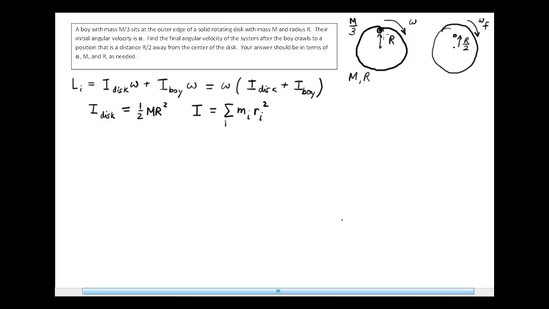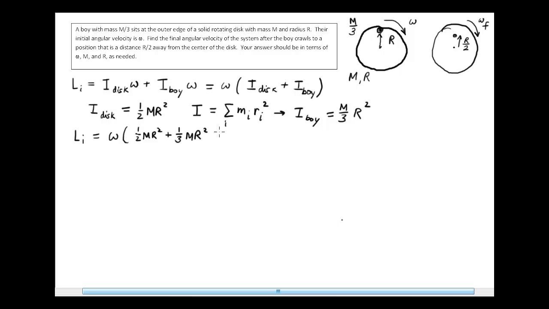So if the boy can be approximated as just a point mass, if he is small compared to the size of the rotating disk, then what that tells us is the I of the boy, we can just take his mass m/3 and multiply by the distance that he is away from the axis squared. So that's his mass m/3 times r squared, because he's a distance r away from the rotation axis. And so that allows us to write down L initial as omega times the sum of these two terms, 1/2 mr squared plus 1/3 mr squared.